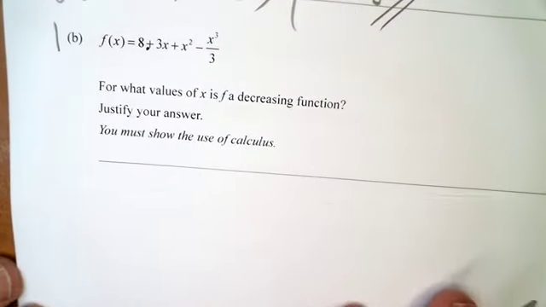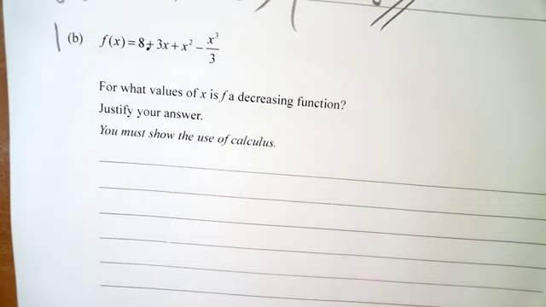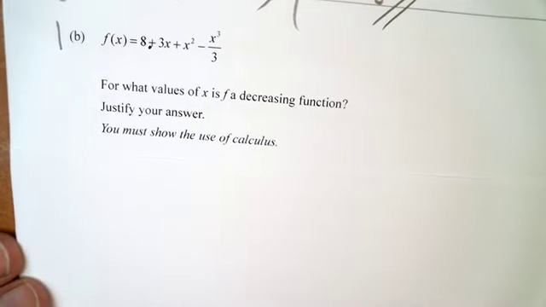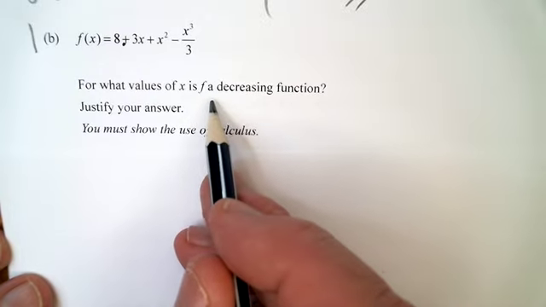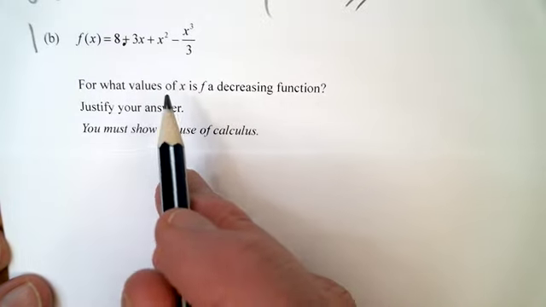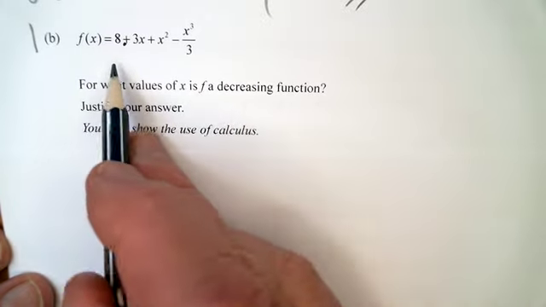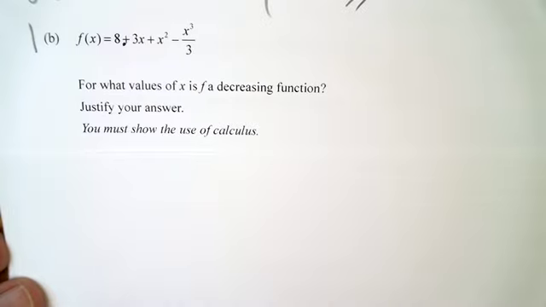Okay, let's take a look at question 1b. It's actually got a space for the answer here, but the space is not really what I want. I want a slightly larger space so I can really tease this out. And it says, for what values of x is f, that's the function, a decreasing function? And we're going to justify our answer.